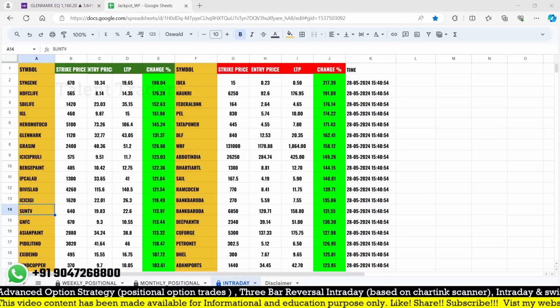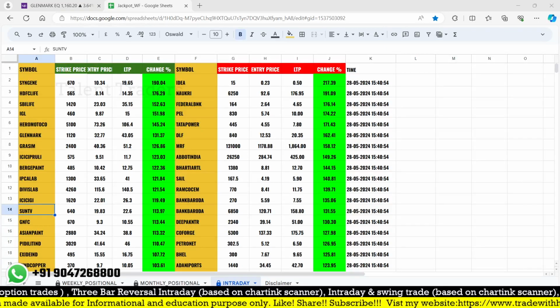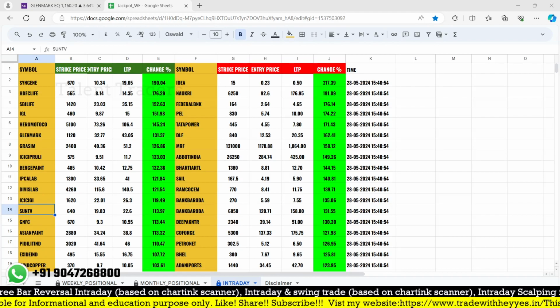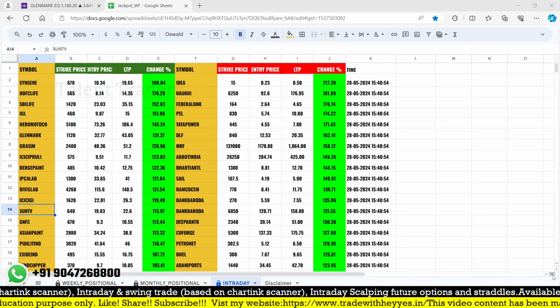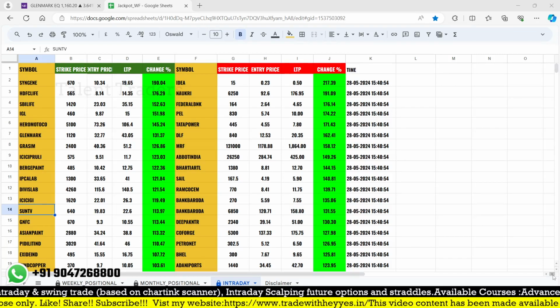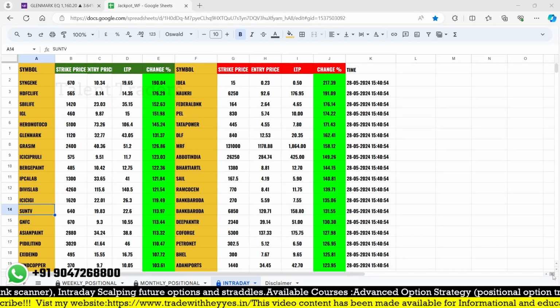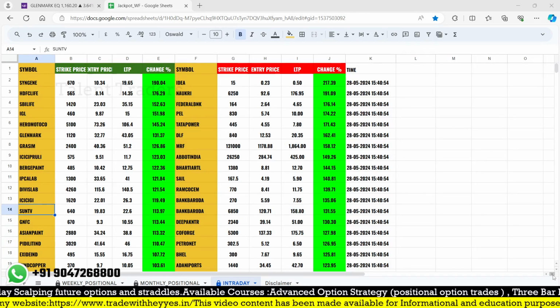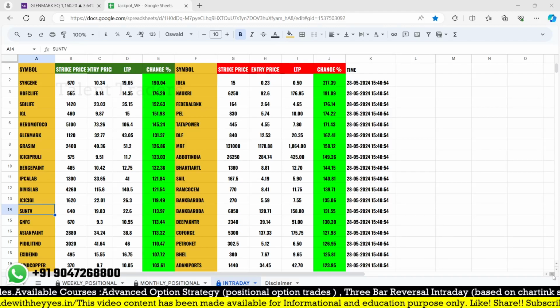So this video is simply to find out Camarilla R4 breakout stocks in the second candle and third candle, by using a charting scanner. Here, this Google Sheet acts as a stock option scanner for Camarilla R4 level breakout stocks. Those stocks which give you the breakout at the Camarilla R4 are listed here.